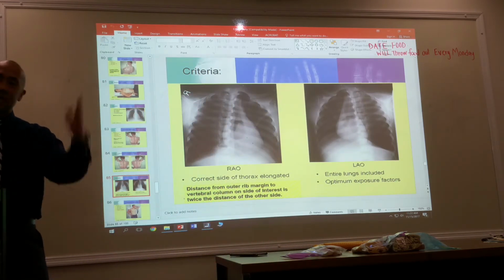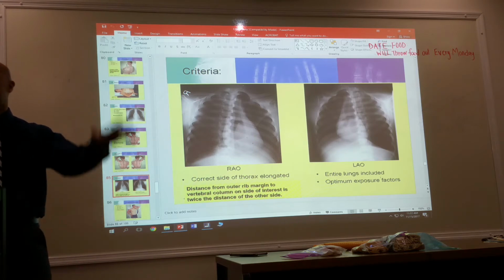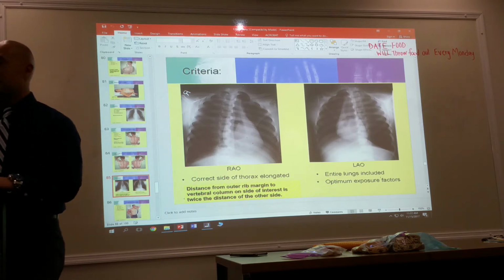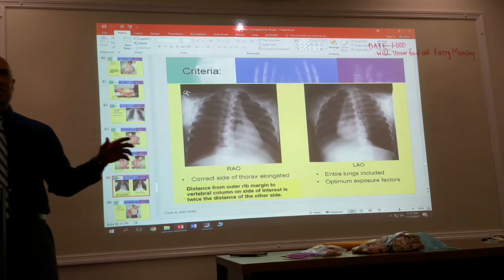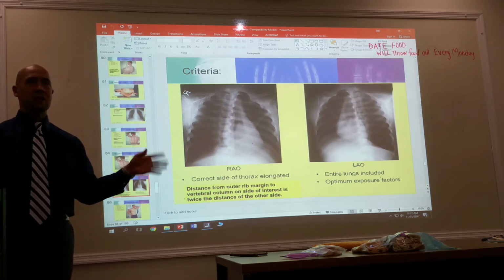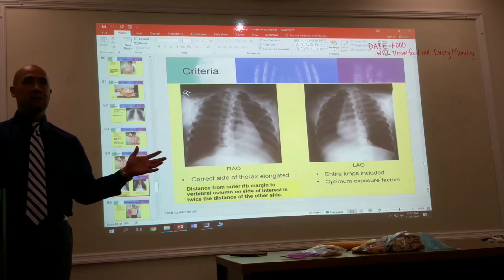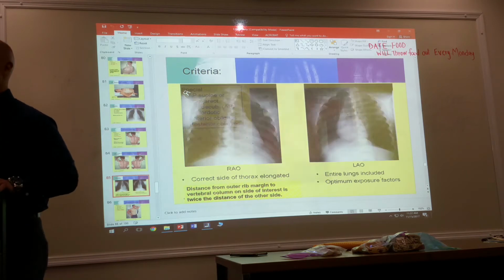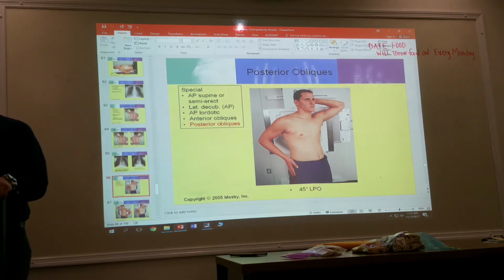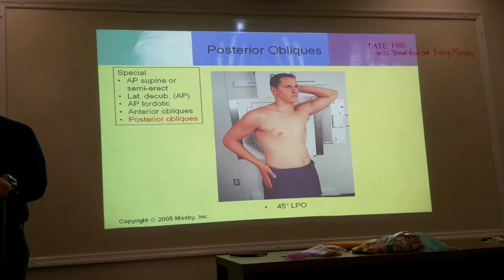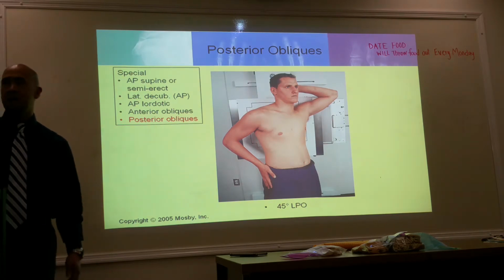Same thing: take a deep breath in, blow it out, take a deep breath in, and hold it. The central ray doesn't change in any of these images that we've been talking about. It's always at the level of what? T7. Posterior oblique, same thing: 45-degree obliquity, except now we're looking at the side down.